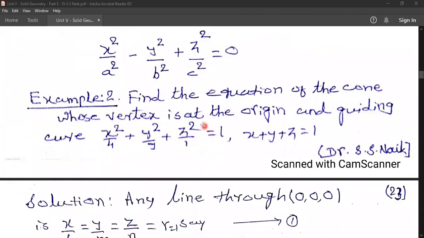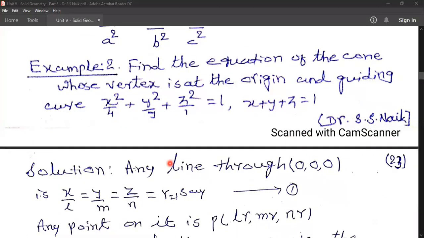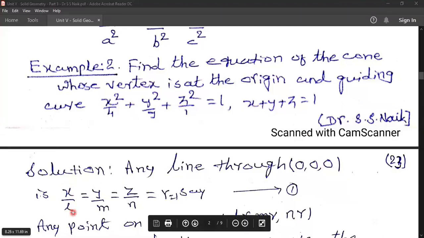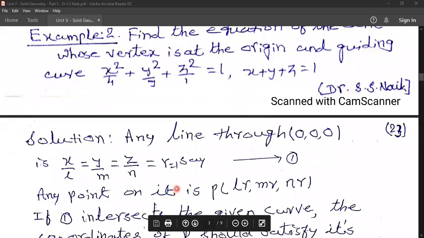Then we want to find the equation of a cone whose vertex is at the origin and guiding curve. This is a guiding curve, and this is a plane. It intersects this plane. Now, any line through 0, 0, 0, that is the origin, is given by x/l = y/m = z/n = r. Say this value is equal to r. At the end, we'll see that if I put r equal to 1, I am going to get a homogeneous equation of this given cone.